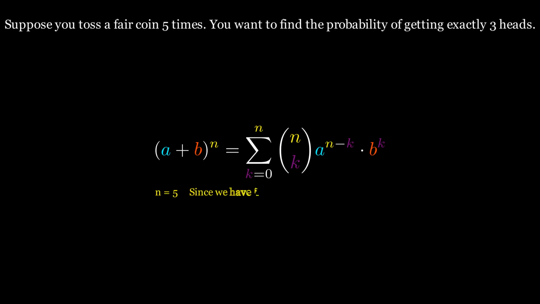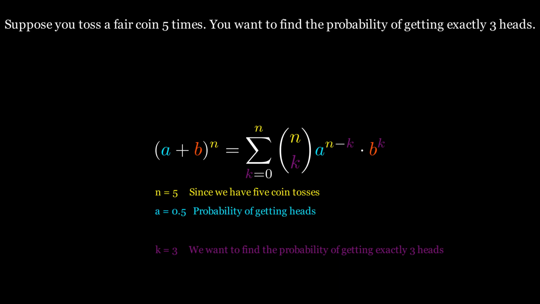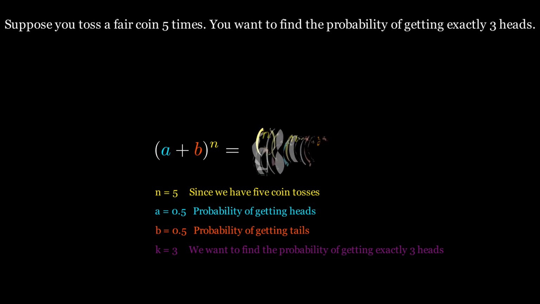In this case, n will be 5 since we have 5 coin tosses. k would be 3 because we want to find the probability of getting exactly 3 heads. a would equal 0.5 because the probability of getting heads is half, and similarly b would equal half as well. Notice here that the k term is fixed since we are looking for exactly 3 heads and not a range as in the binomial theorem, so we can remove the summation notation from the equation.